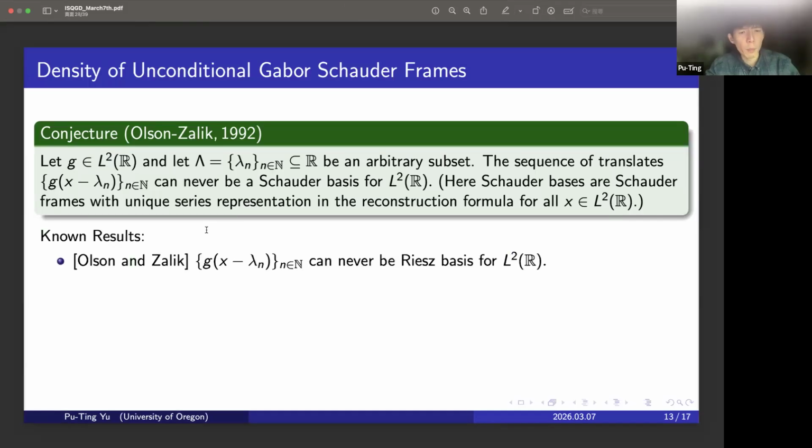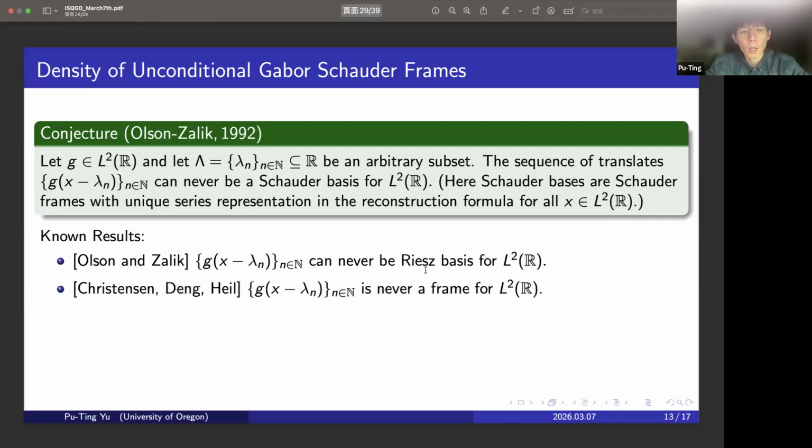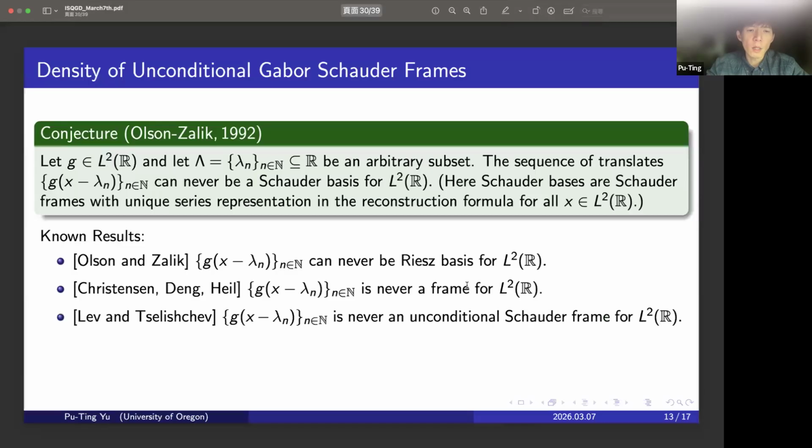In the same paper where they proposed this conjecture, Olsen and Zvavitch also proved that such a system of translates can never be a Schauder basis for L2(R). Christensen, Deng, and Heil proved that such a system can never be a frame for L2(R). And recently, it was confirmed by Nitzan, Olevskii, and Ulanovskii that no matter what function you take from L2(R), this type of system of translates can never be an unconditional Schauder frame for L2(R).